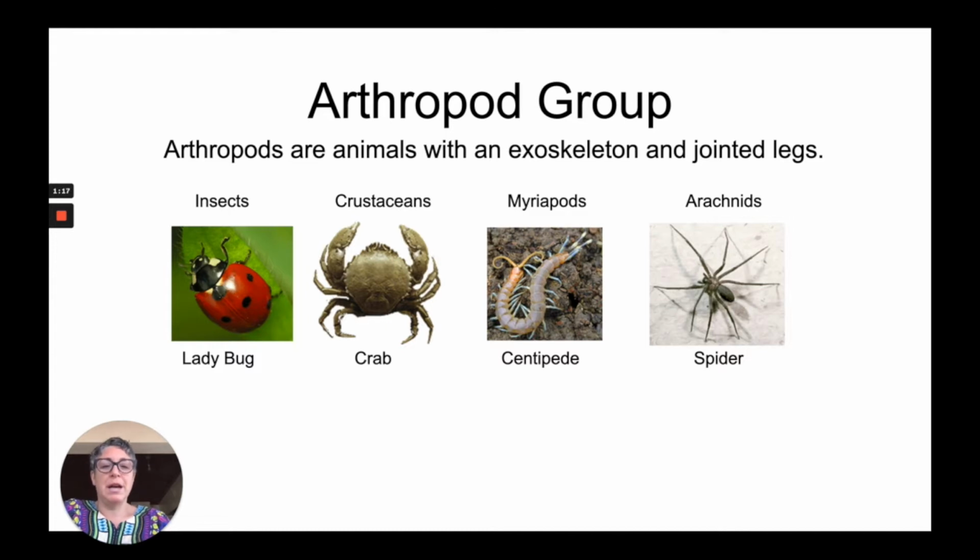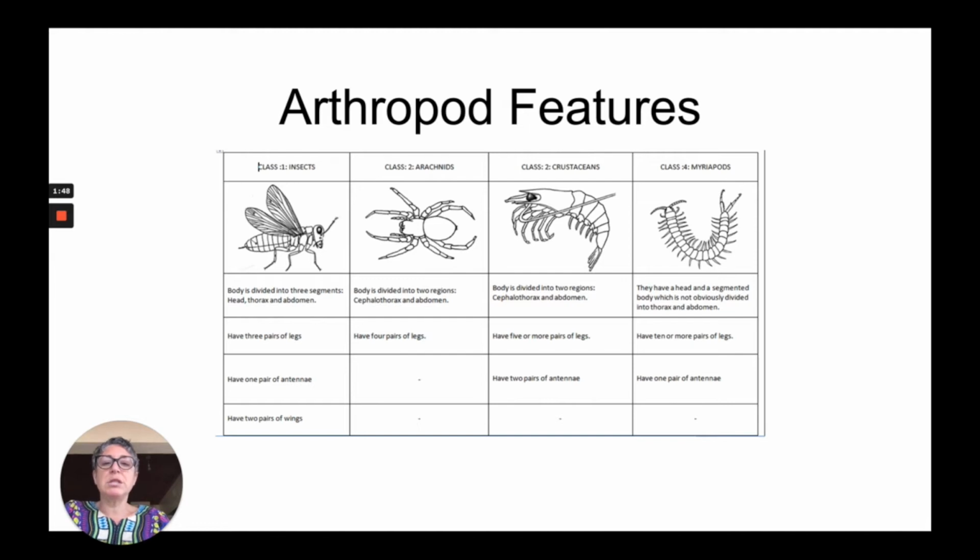Typically, we can recognize some of these and may get confused by others because we have to look at specific features in order to put them into these four groups. So here are some well-known examples of each of these types of organisms. We have the ladybug, which is an insect because of certain features that it has. The crustaceans, for example, a crab. A myriapod is something like a centipede, and arachnids are spiders and scorpions. So let's take a look at the different arthropod features that would put these organisms into their specific class.